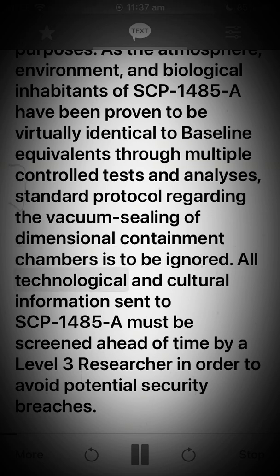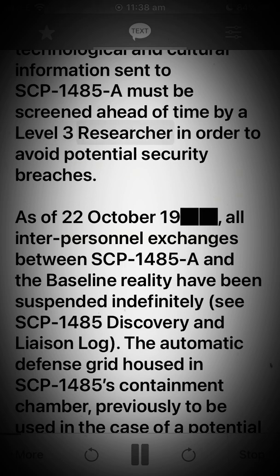All technological and cultural information sent to SCP-1485-A must be screened ahead of time by a Level 3 researcher in order to avoid potential security breaches. As of the 22nd of October 19, all interpersonnel exchanges between SCP-1485-A and the baseline reality have been suspended indefinitely. See SCP-1485 Discovery and Liaison Log.